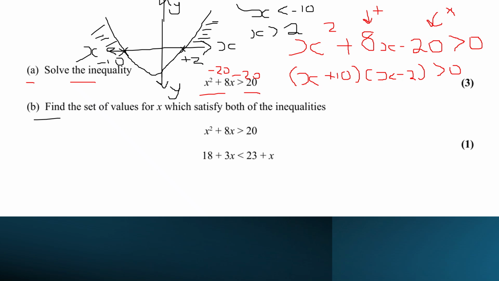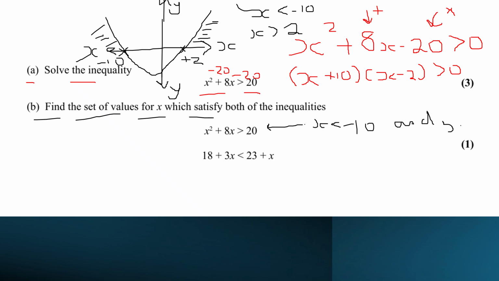Part B: find the set of values for x which satisfy both of the inequalities. x squared plus 8x is bigger than 20, and 18 plus 3x is less than 3 plus x. Well, for this first one, we've obviously got an answer already. We know that x is less than minus 10 and x is bigger than 2.